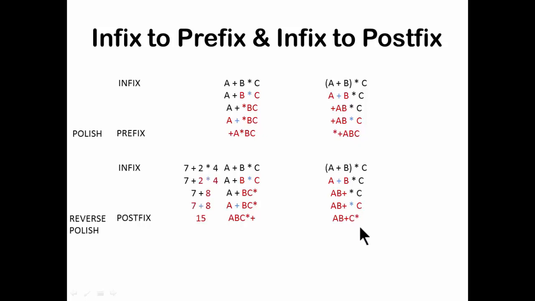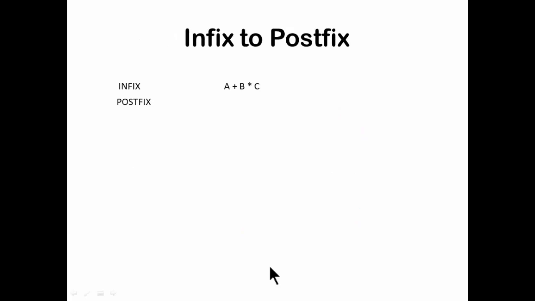If you take another example with numbers, if A equals 7, B equals 2 and C equals 4, then 2 into 4 is 8. So BC star is representing the product of the two numbers, and then ABC star plus is representing the addition of the product and the operand A. Now let's see some more examples.